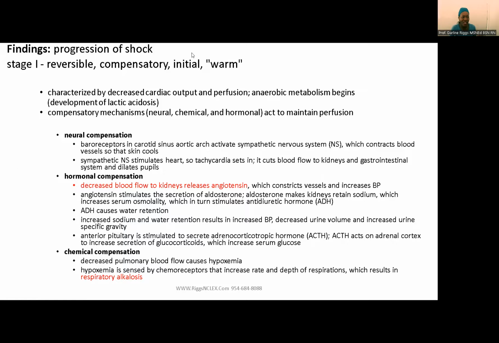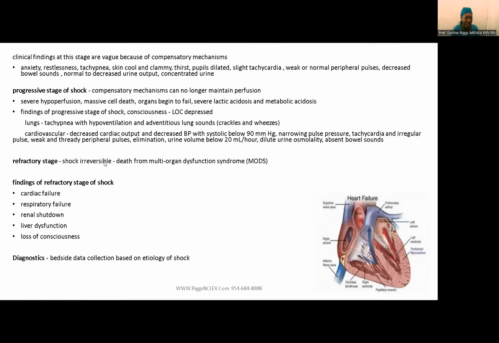Isn't that phenomenal? When I think about it and process it, we're so uniquely designed, and it's great that there is a natural compensatory mechanism. So if we catch this at this level, we can do something about it and save the client's life. This is terrible when these things happen and nobody's around.